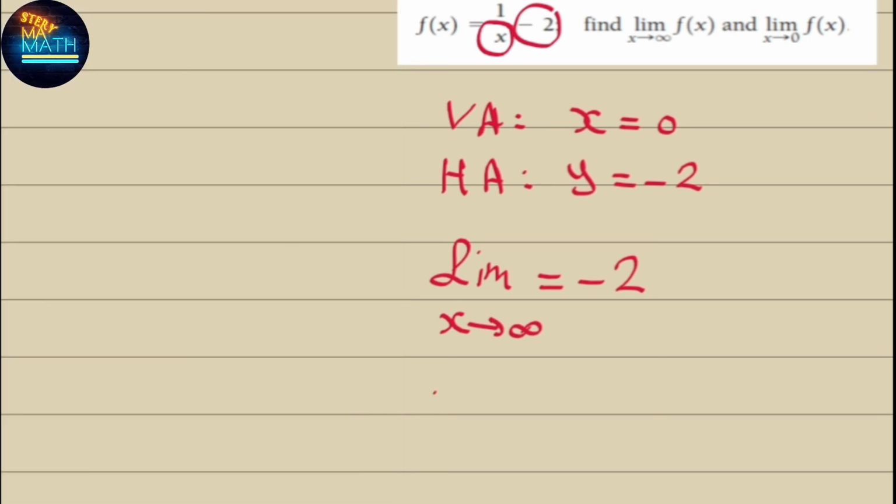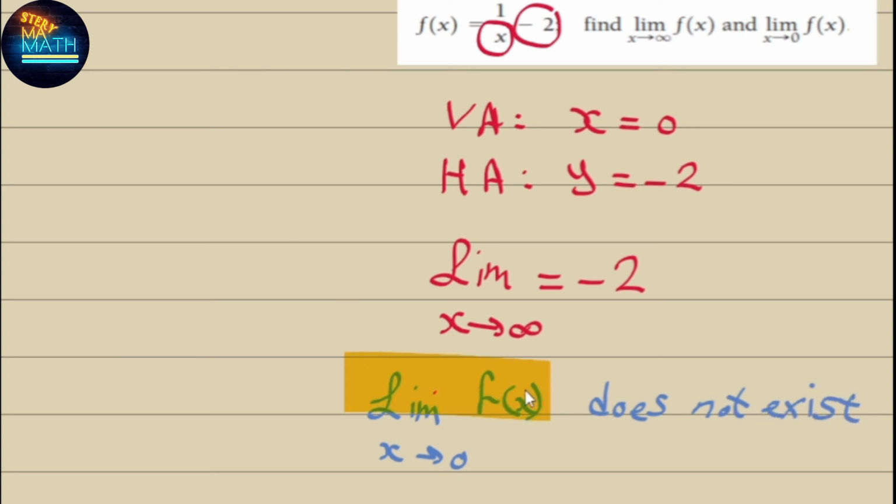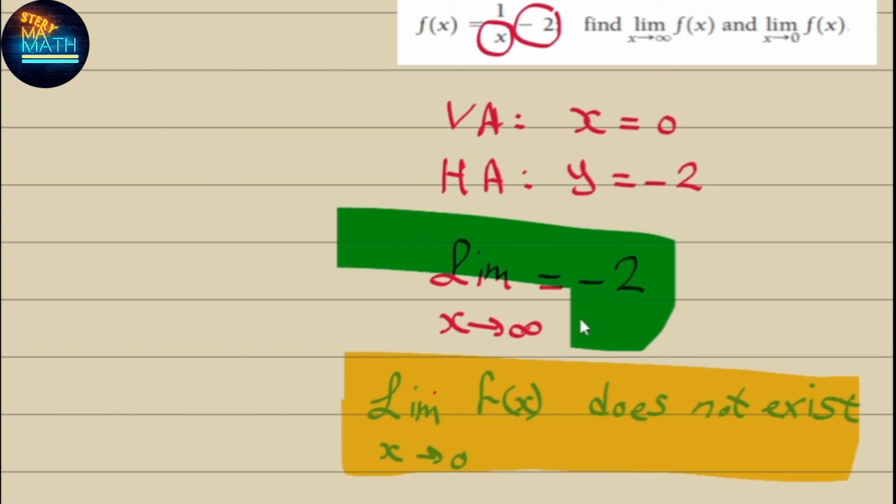The limit as x approaches 0 of f of x does not exist. Right? So this is the answer for limit as x approaches 0. And this is the answer as x approaches infinity.